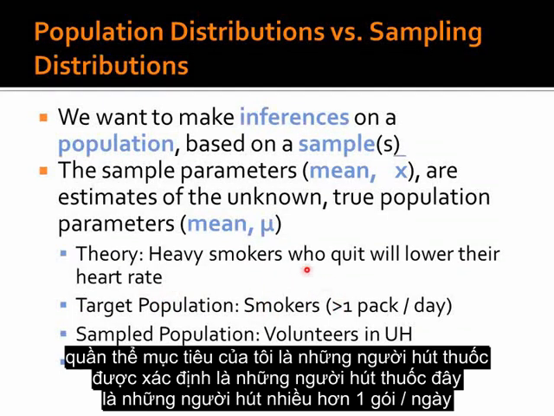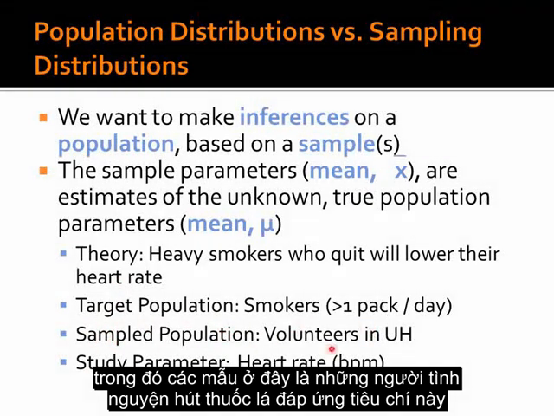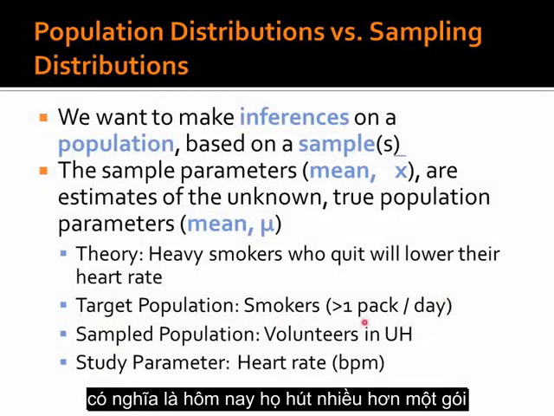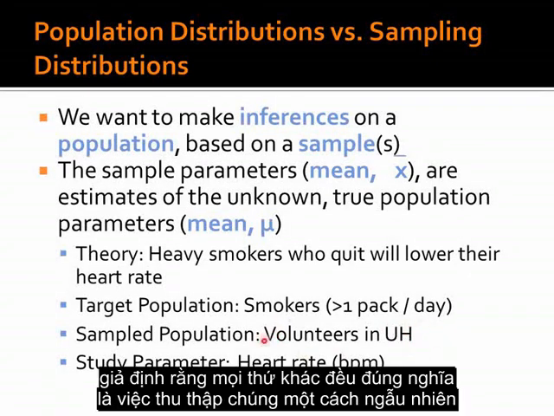My target population is smokers, where I define smokers here as people who smoke more than 1 pack per day, right? But obviously this is a huge population, so I'm going to collect data about a sample population, where the samples here are volunteer smokers who meet this criteria, meaning they smoke more than 1 pack per day. And these volunteers, I find them inside University Hospital. Let's assume that everything else is correct, meaning I've collected them randomly, right?